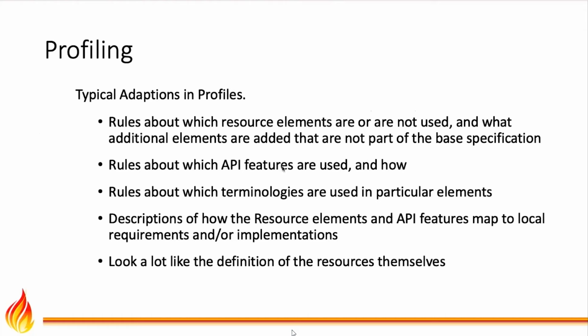So typical things that happen when you profile is that you say what things about that element are used or not used. You can say things about what API features are going to be used. You can talk about the terminology. So are you going to bind this to SNOMED? Are you going to bind it to LOINC? Maybe a combination, and you have to say how that combination is. You can talk about which particular data elements you might want. Let's say I bind it to that LOINC value set, but I only want 3 out of the 5 data elements. You can say that in your profile. You can say that when you're creating the profile, which then becomes part of an implementation guide.